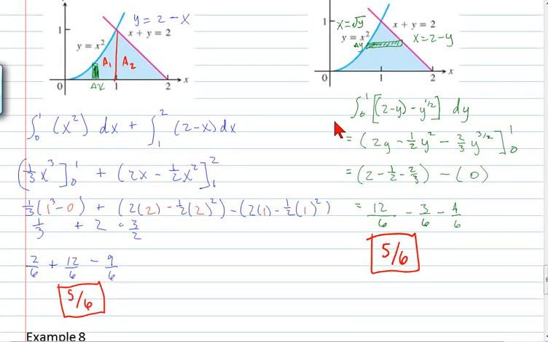Question, do you see how to determine when to use a dy or a dx? Yes? Yes, yes, yes. Thomas? Taylor? Okay, looks like we're all 100%.